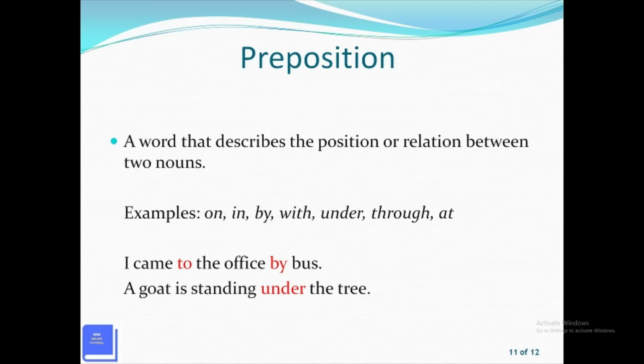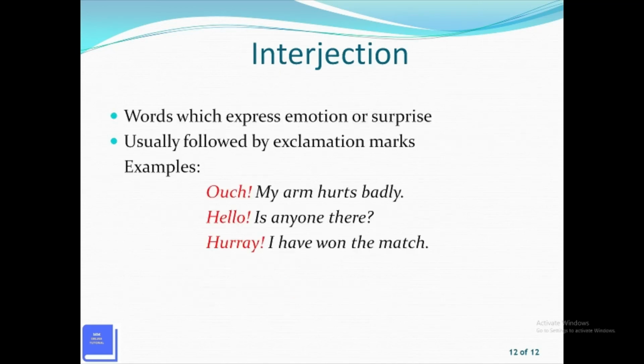So let's see the last part of speech, which is called interjection. Interjection, a word that expresses emotion or surprise, usually followed by an exclamation mark, right? So examples: Ouch, my arm hurts badly. Hello, is anyone there? Hooray, I have won the match. So if you find this mark in a sentence, then this is called an interjection, right?